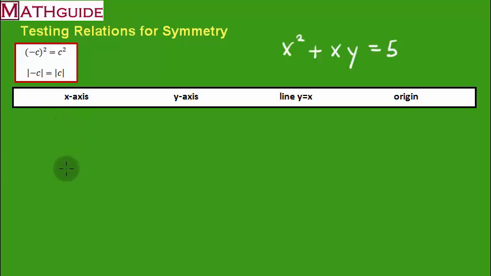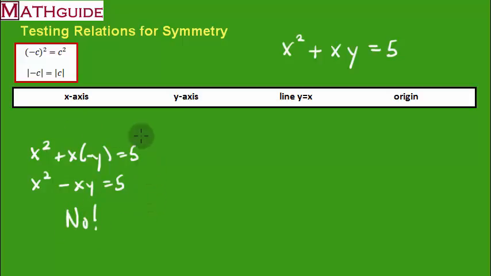Okay, let's test the x-axis. If you want to determine if this relation has symmetry across the x-axis, you replace the y with negative y. Okay, so here's the original problem, and I'm replacing the y with negative y. So what happens when I multiply a negative times a positive? I get a negative. So now you compare this to the original problem, and you'll notice that they do not look exactly the same. The original has a plus xy, and this has a negative xy. So note, this curve does not have symmetry across the x-axis.